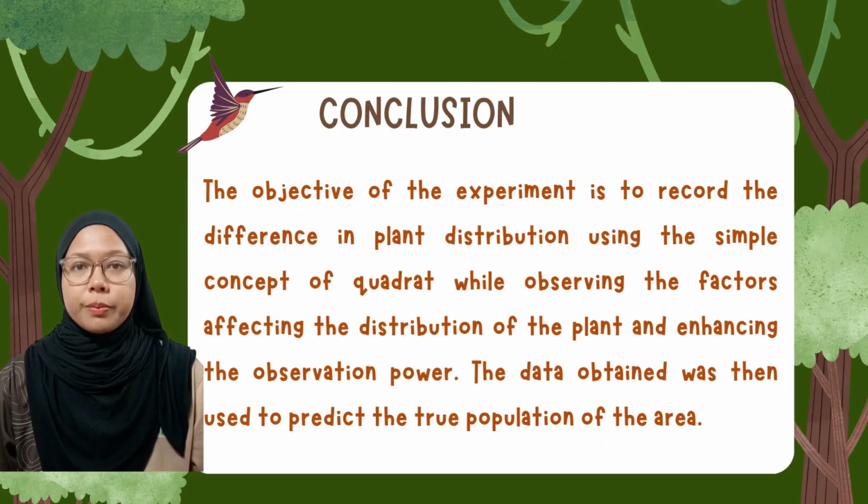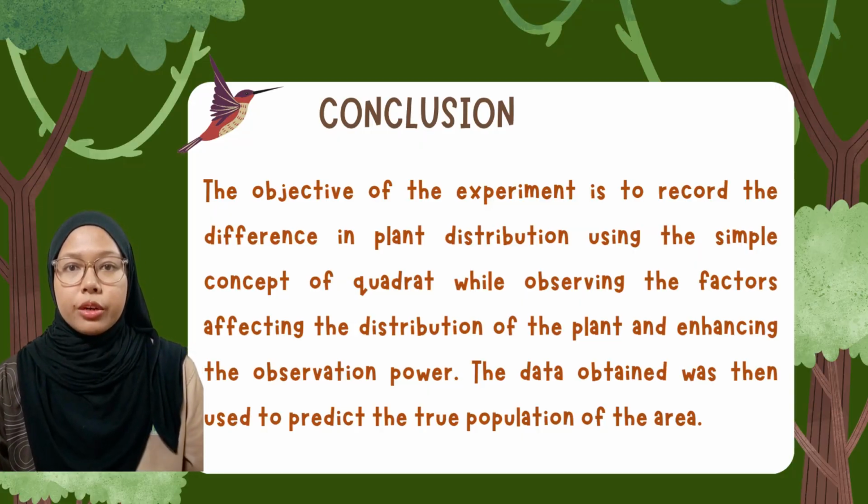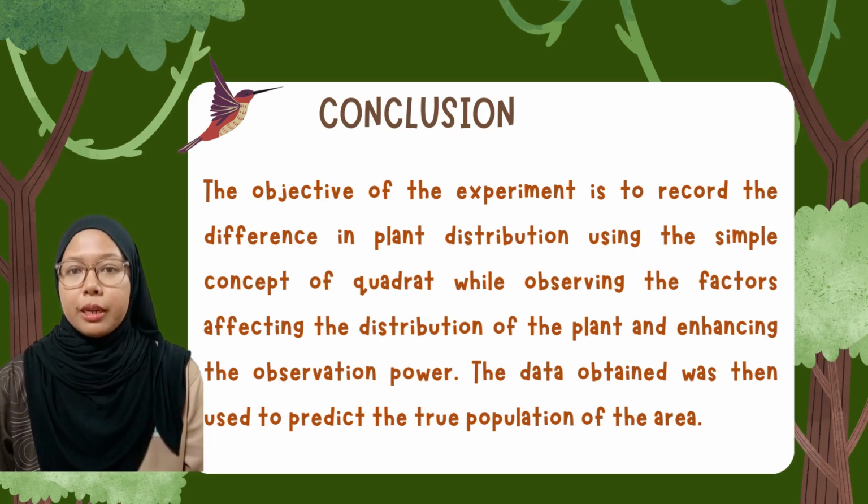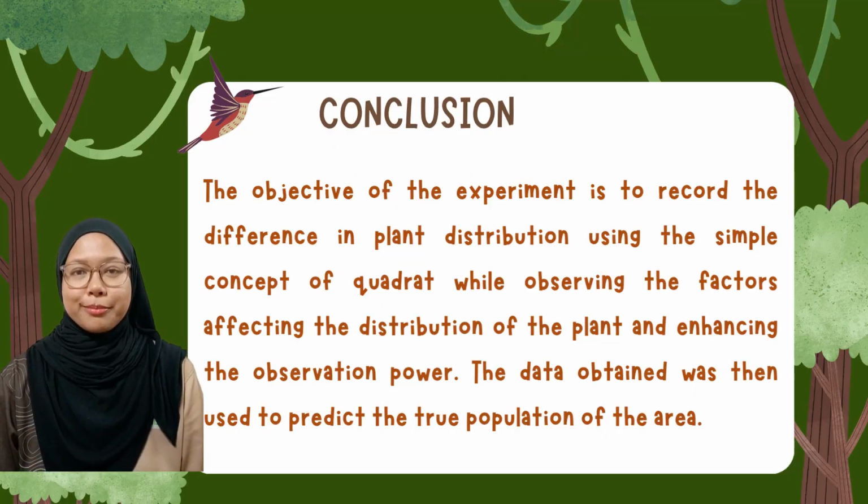Lastly, the conclusion. In conclusion, the objective of the experiment is to record the difference in plant distribution using the simple concept of quadrats, while observing the factors affecting the distribution of the plants and enhancing the tree observation power. The data obtained was then used to predict the true population of the area. That's all from us. Thank you.